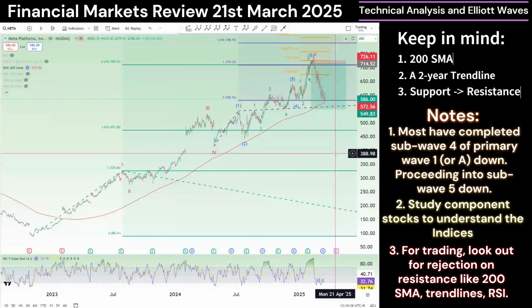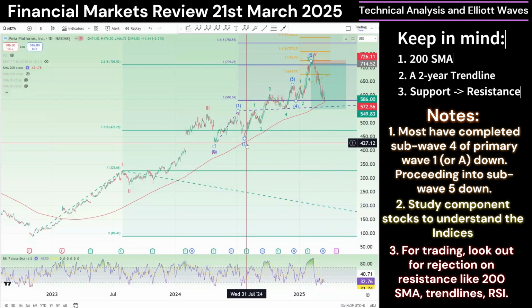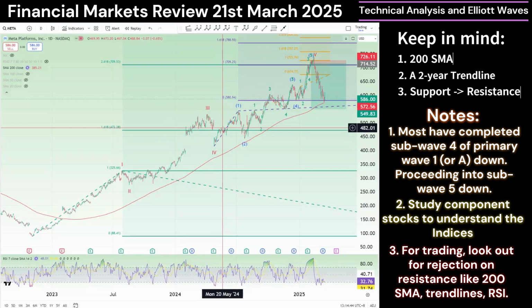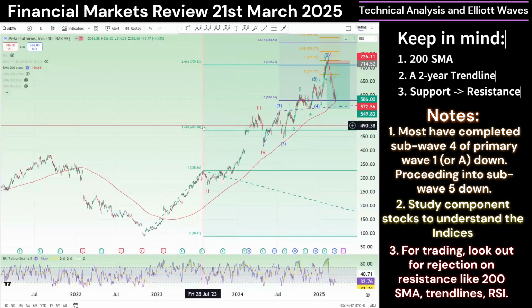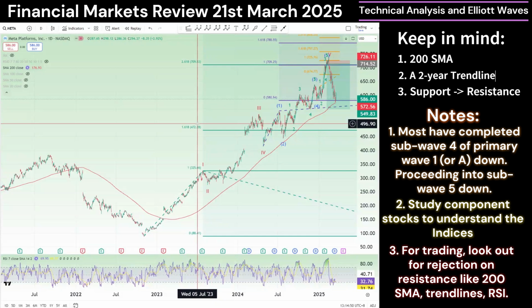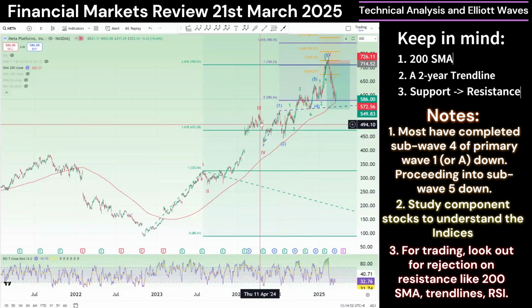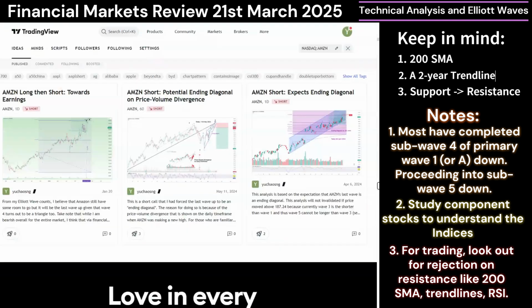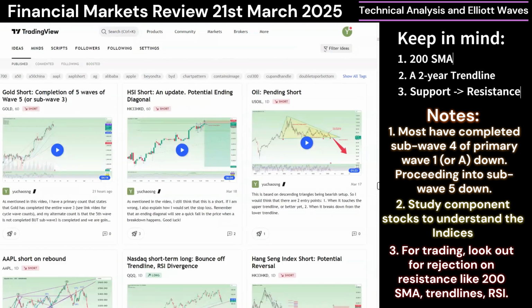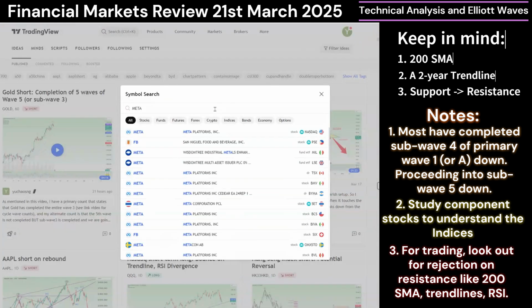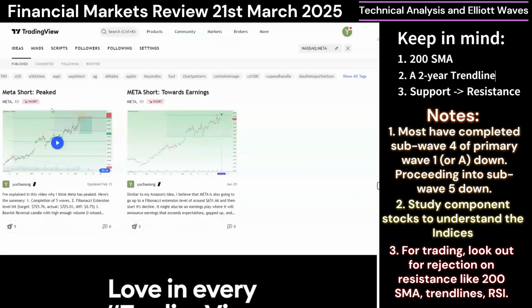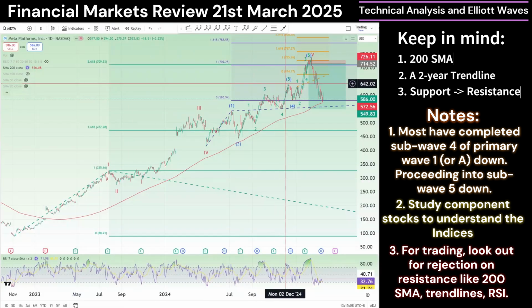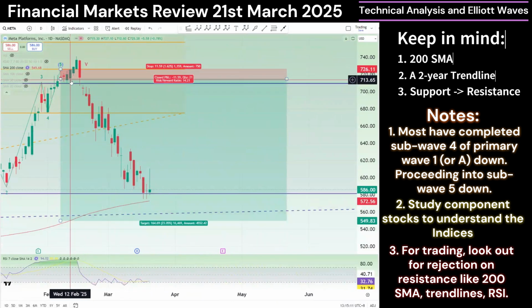Meta, personally I dislike Meta. It's a personal bias. I have stopped using Facebook for many many years because of the amount of crap inside there. And then I have the Elliott wave here, including the breakdown. So I did call for Meta short when it was still trying to make the high. That is on the 13th of February, which is here. So it's just one day before the high.